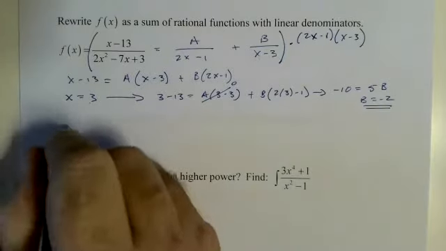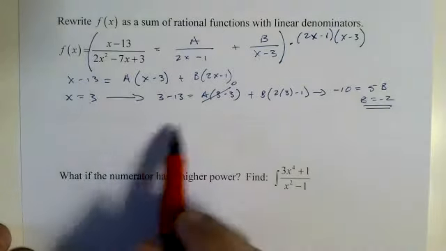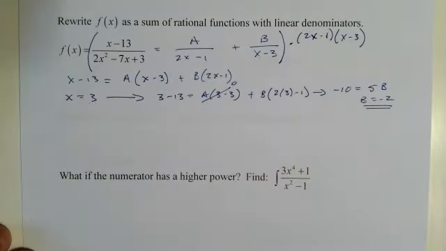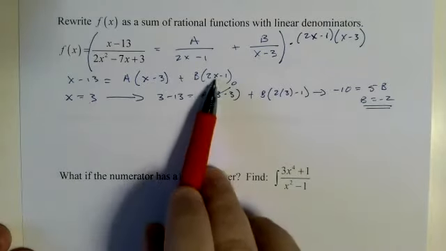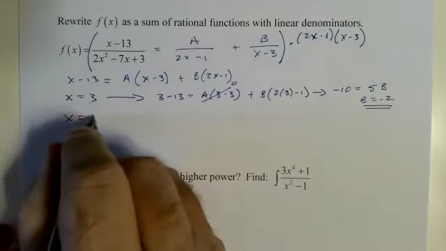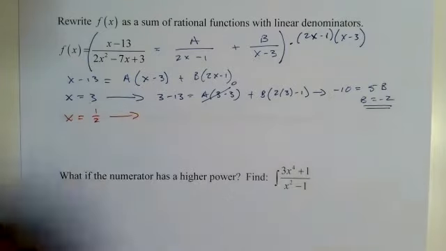Notice I picked the 3 to cancel. What do I pick here? Well, let's guess and check. Try 1/2. 2 times 1/2 is 1, 1 minus 1 is 0. Weird. x equals 1/2. And off we go again.